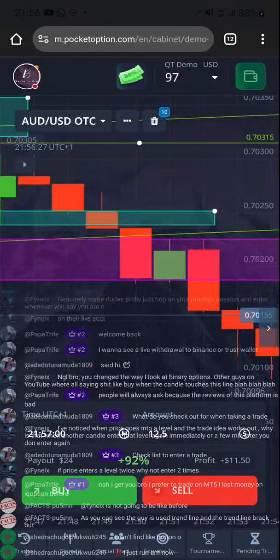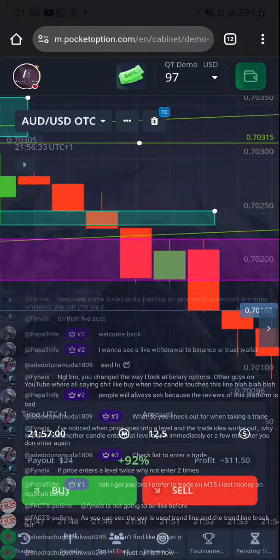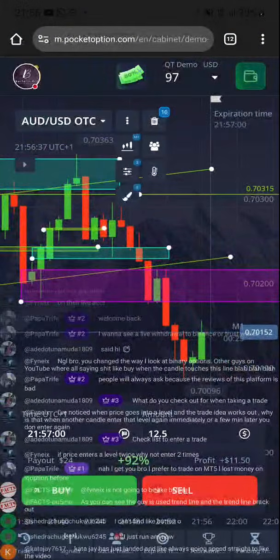So as it is right now, look at it. This red candle, I was expecting to be a green candle. At the end of the day, it didn't happen, but I knew it would happen again. So what did I do?